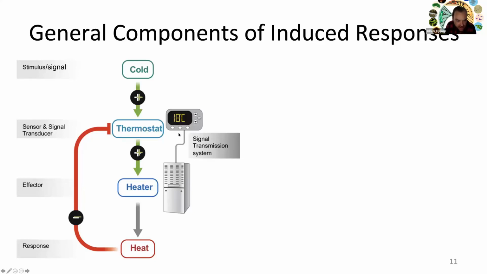It passes that signal through the transmission system, so this electric line, to what's called the effector. In this case, the heater is the effector, so it's going to affect change in that sort of response. This is the thing that's responding. In this case, it produces heat. So the response is the production of heat. And then that has a feedback to the thermostat so that this can loop back and respond.